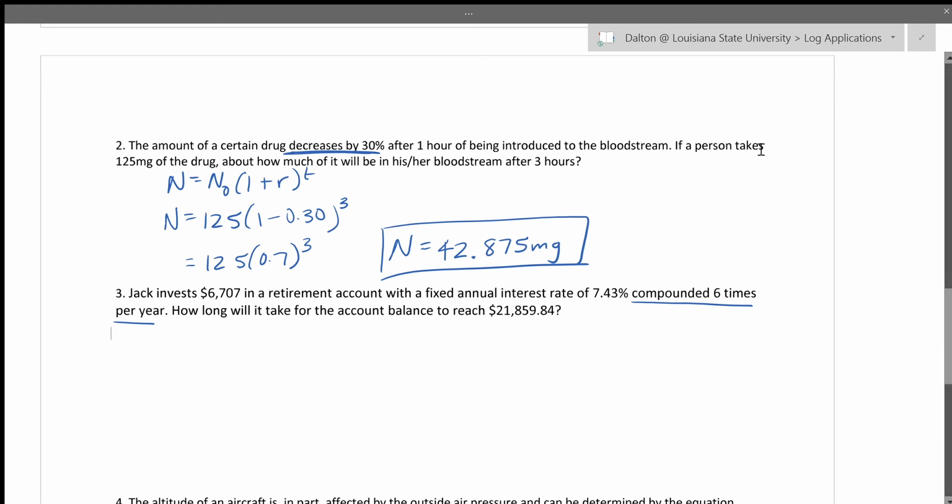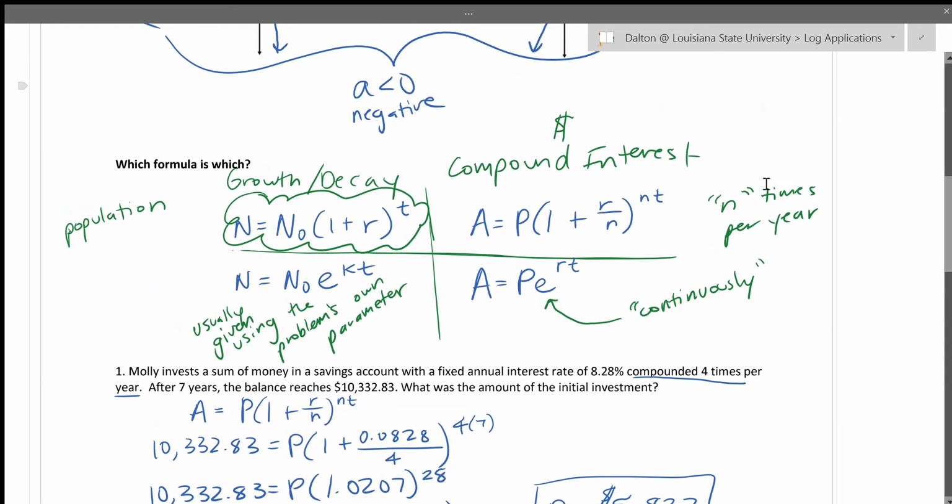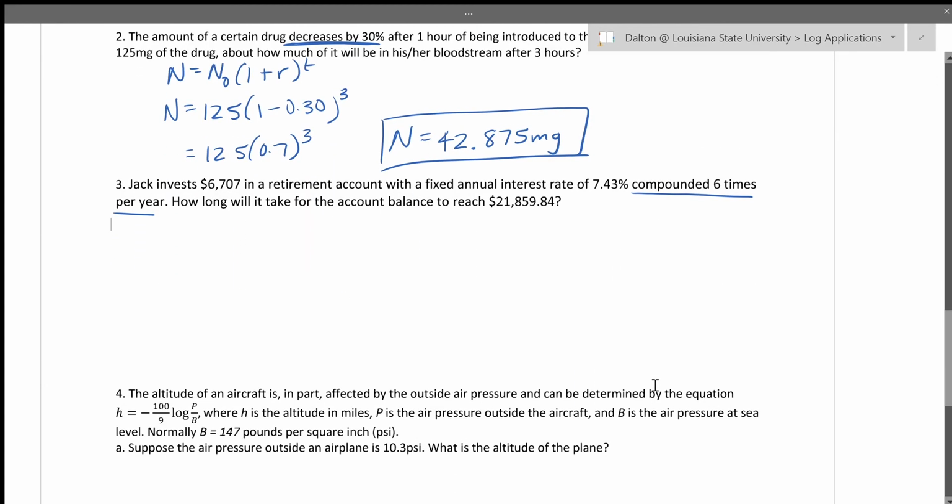Okay, so compounded 6 times per year. Again, you look at your compounding formulas. I have an n times per year scenario, so I'm going to be using this top right formula for compound interest.